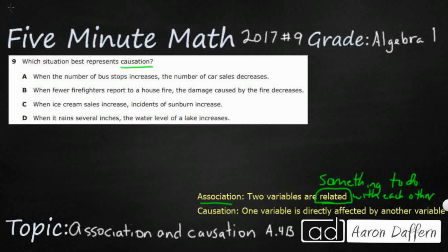So let's take a look, and as we read through each of these scenarios, we'll ask ourselves the question: are these two variables related, or is one variable causing the other? Okay, so let's look at A. When the number of bus stops increases, that's our independent variable, so let's just call that X. When the number of bus stops increases, the number of car sales decreases. This is our second variable right here.